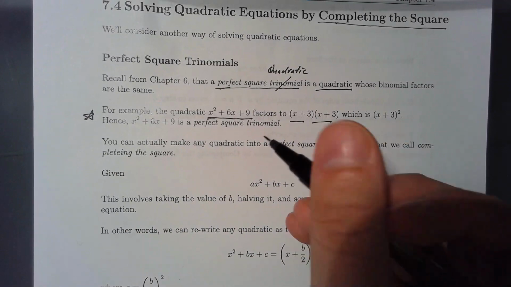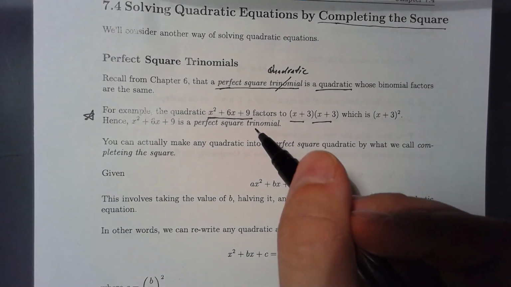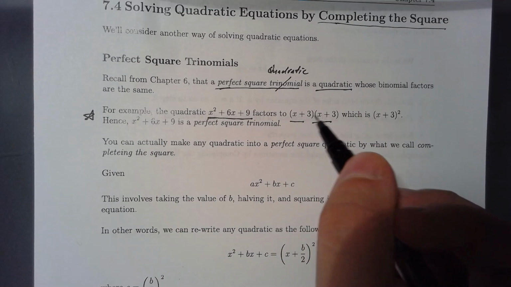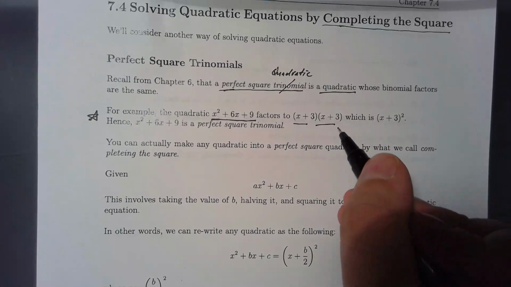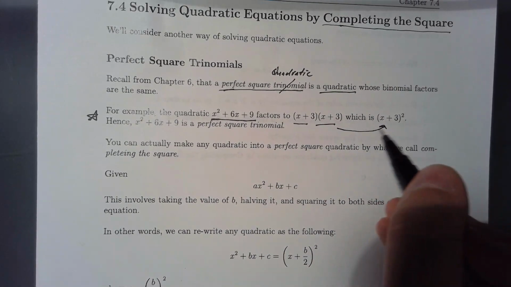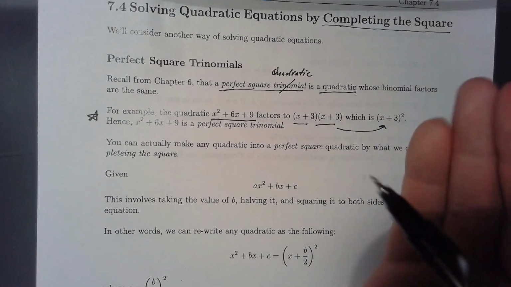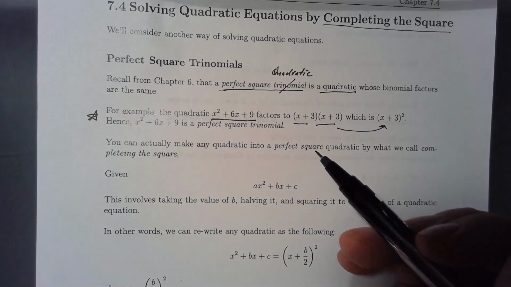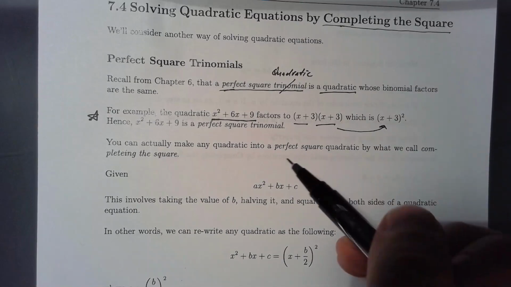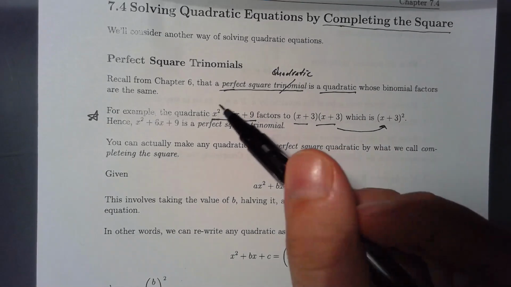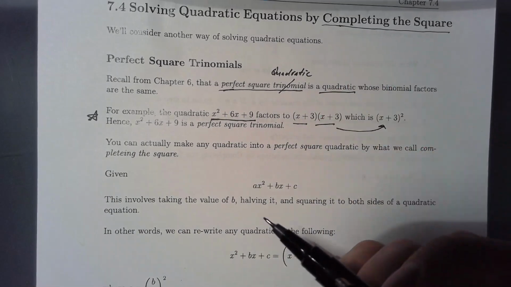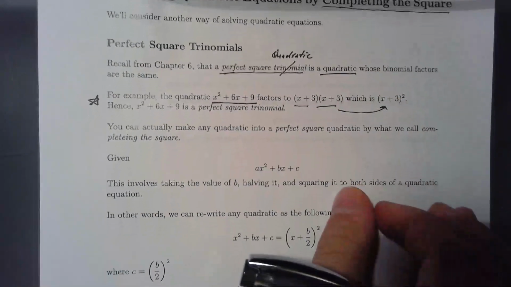The whole purpose of completing the square is to get a perfect square quadratic, because then you could write it this way. And if you write it this way, you could just proceed to take the square root of both sides to solve the equation for x. And that's what's so useful about completing the square, is it allows us to make a quadratic into a perfect square quadratic. And that's the important concept.